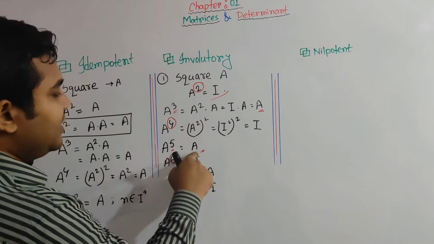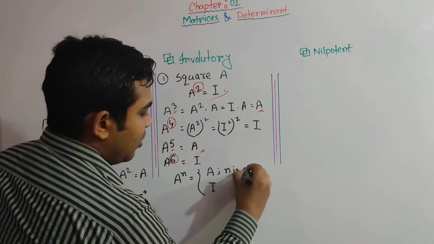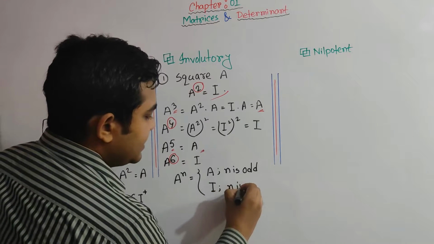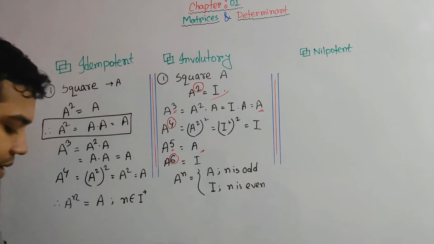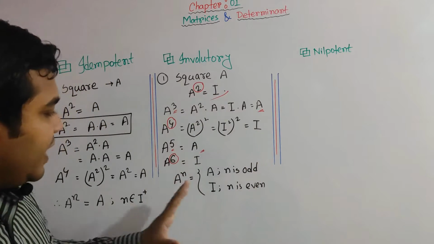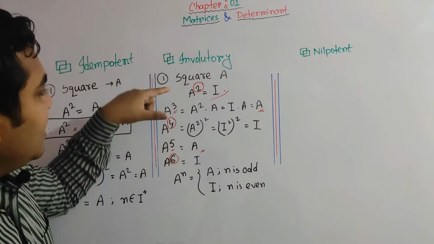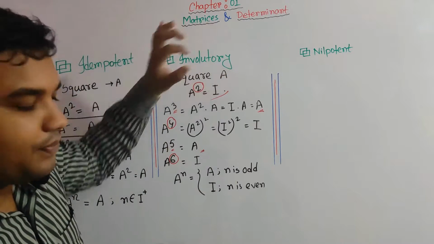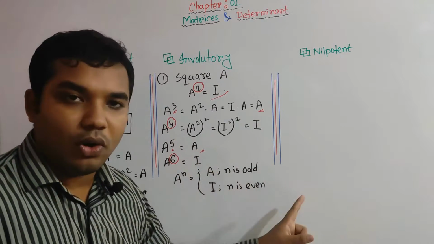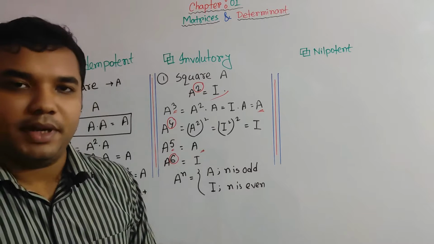When can a be found? If n is odd. And when will we get I? If n is even. So if we are thinking precisely about what an involutory matrix is, then we have to say that a matrix is involutory if our square matrix A satisfies this condition, where a to the power n equals a when n is odd, and a to the power n equals I if n is even. That is called the involutory matrix.